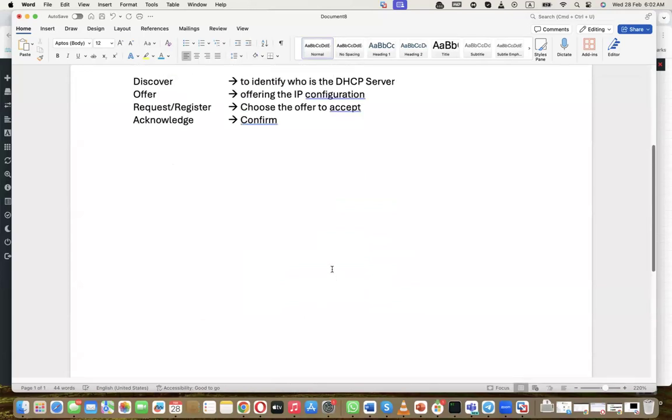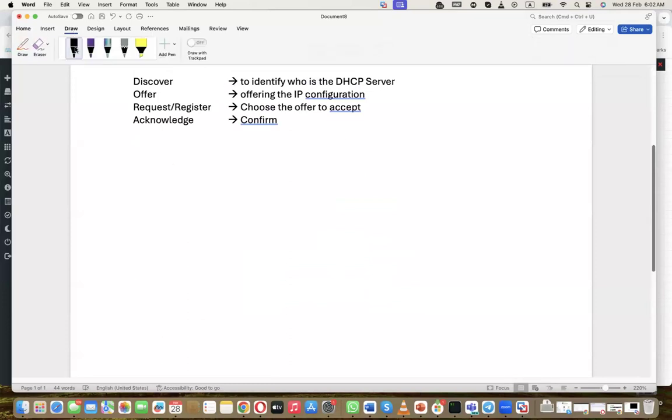Let's assume we have this router, and an interface called FastEthernet 0/0 has been configured with an IP address of 10.0.0.1. And this is where I'm defining the DHCP pool as 10.0.0.0/8. That means from this pool, any IP addresses can be shared if the client is requesting for it.